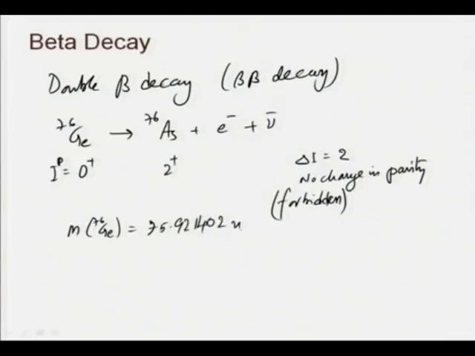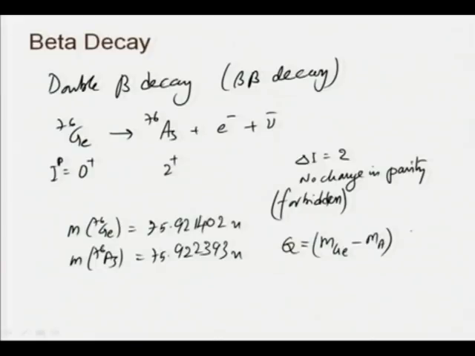Even if we take the mass of germanium 76, which is equal to 75.921402 atomic units, and mass of arsenic 76, which is 75.922393 units. You see immediately that Q is equal to M germanium minus M arsenic. M germanium is smaller than M arsenic and therefore Q is smaller than 0, or negative. So, you have a daughter with larger mass, which is energetically not possible.